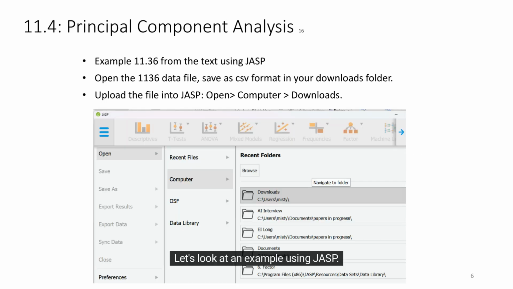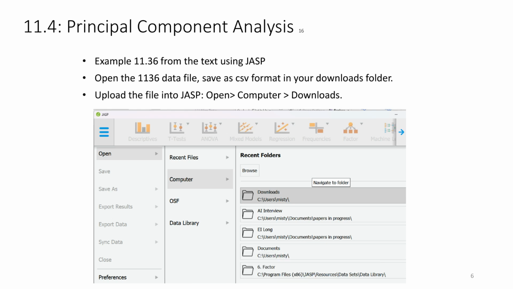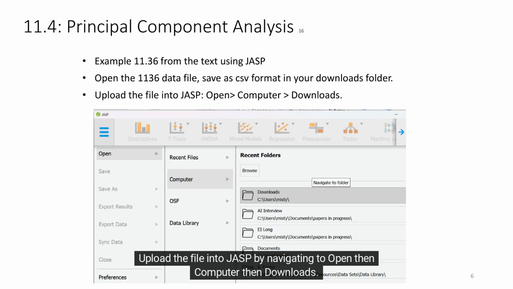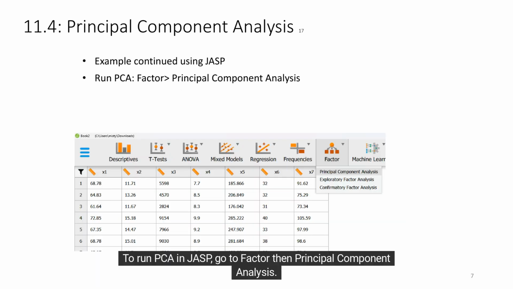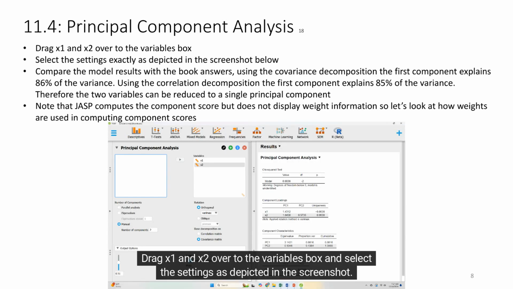Let's look at an example using JASP. Open the 11.36 data file and save it as a CSV format in your Downloads folder. Upload the file into JASP by navigating to Open, then Computer, then Downloads. To run PCA in JASP, go to Factor, then Principal Component Analysis. Drag X1 and X2 over to the Variables box and select the settings as depicted in the screenshot.